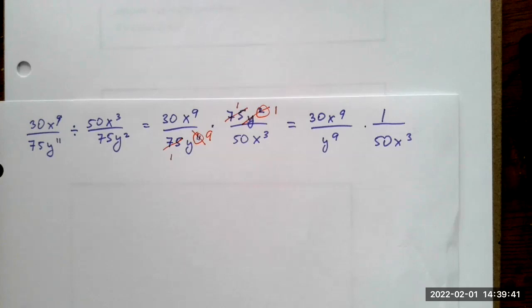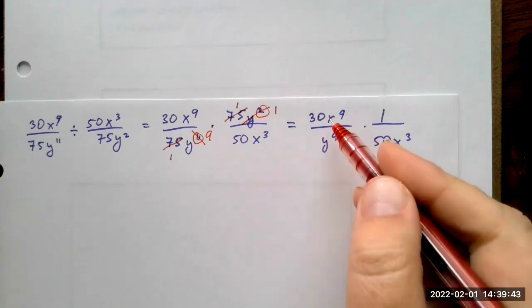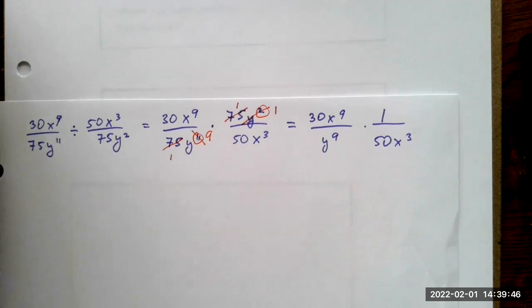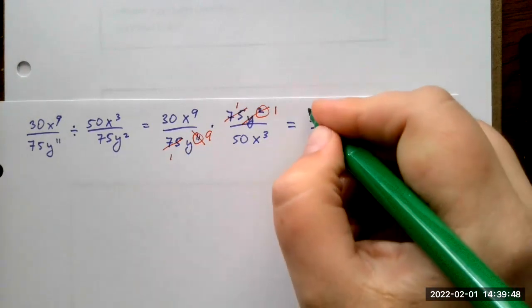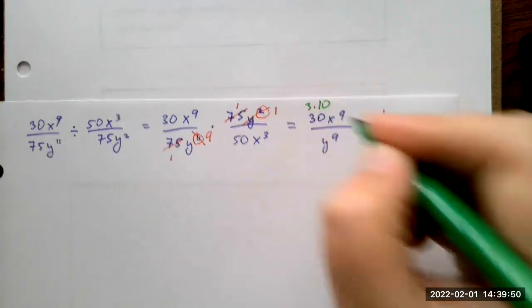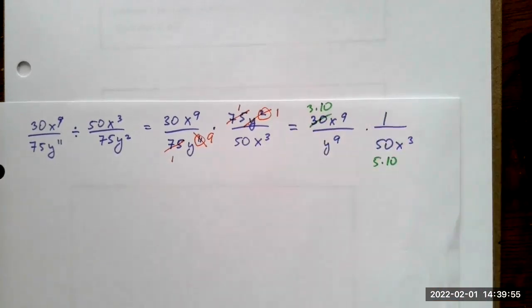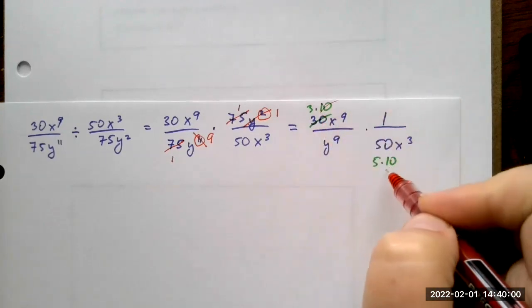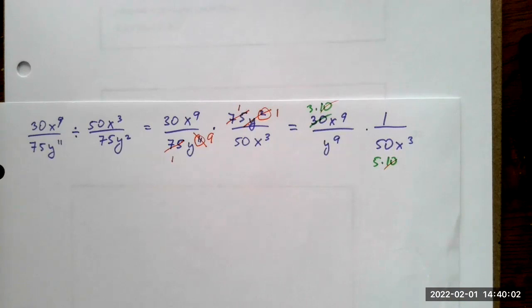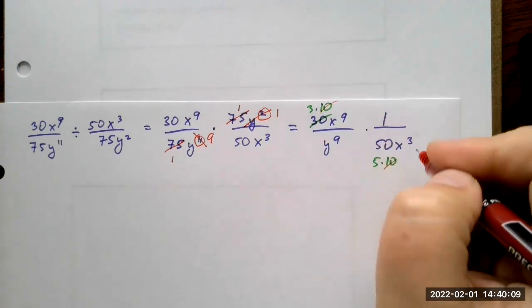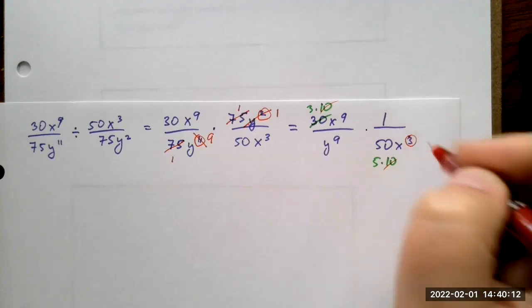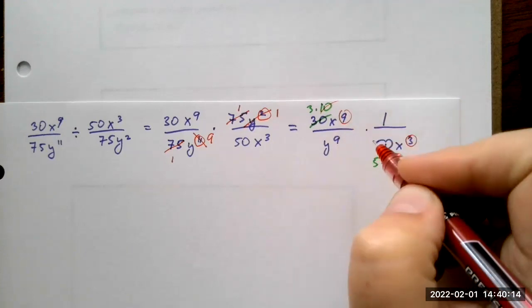Okay, so let's see what else we can cancel out. Well, I see 10 and 10 here. Okay, so 30 is 3 times 10. And 50 is 5 times 10. So I can cancel out 10 and 10. We're left with 3 and 5. Okay, also, look, I have 3 x's on the bottom and 9 on the top.